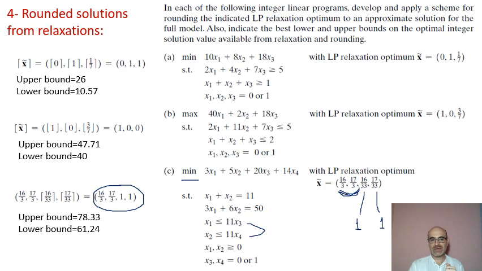Now, in order to get an upper bound for this minimization objective, basically put this solution into your objective function and you will end up with this upper bound. Again, you see, without solving the problem, we know that your optimal solution cannot be less than 61.24, and it cannot be larger than 78.33. This is the information that we get from the relaxations.